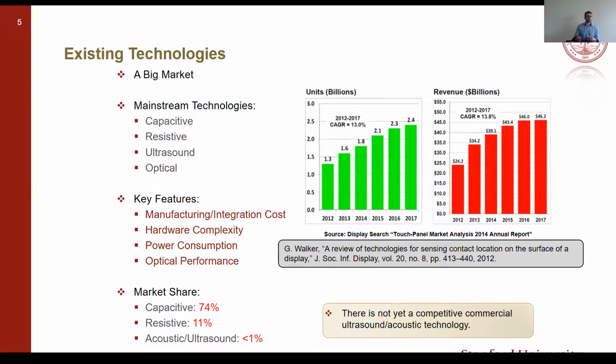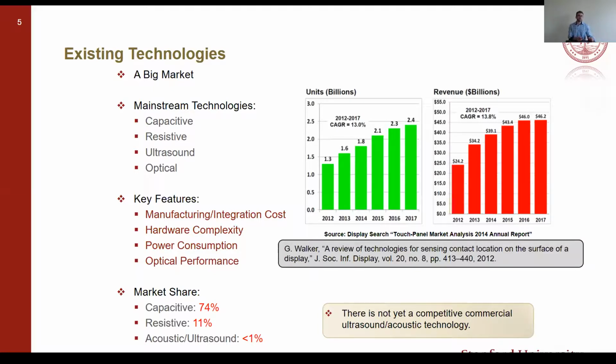And they basically form a big market. And if you look at some of the graphs on the screen, you will see that they generate a lot of revenues, and they are sold billions of units each year. And of course, there are many technologies on the market, but the mainstream ones are known as capacitive ones, where you basically have capacitors patterned underneath the screen to sense the touch. And the resistive one is the old one, and the ultrasound one, and optical one.